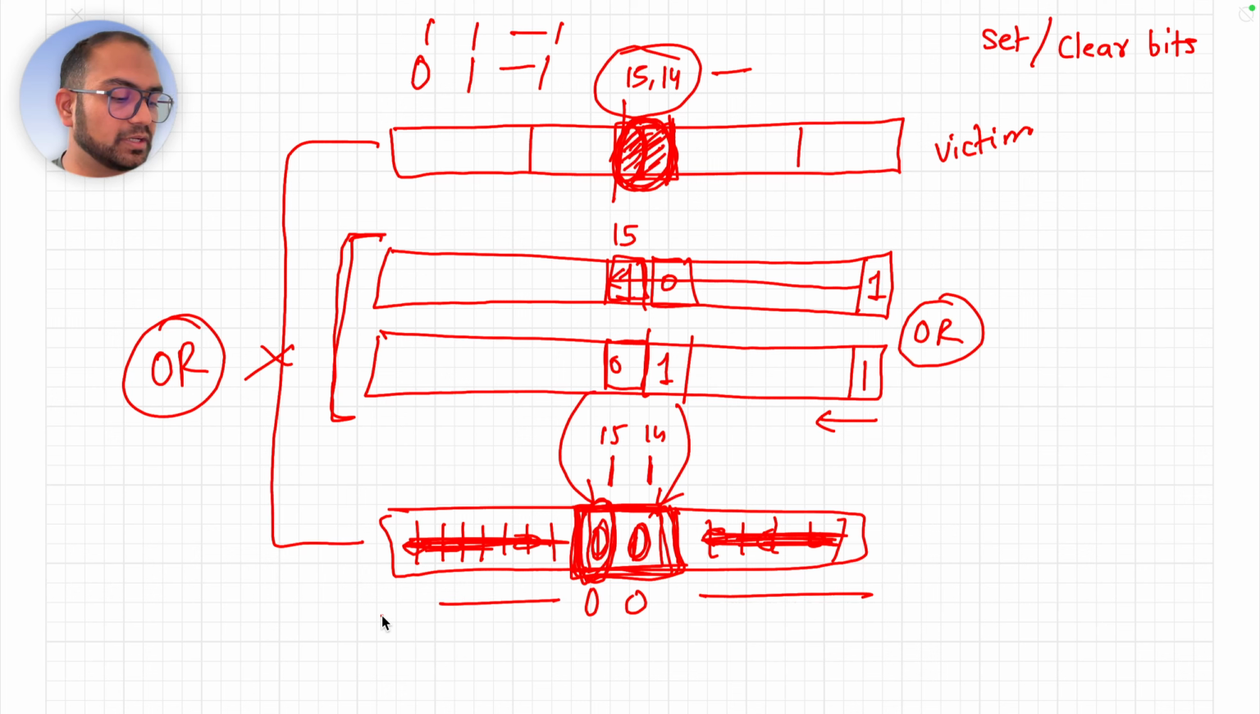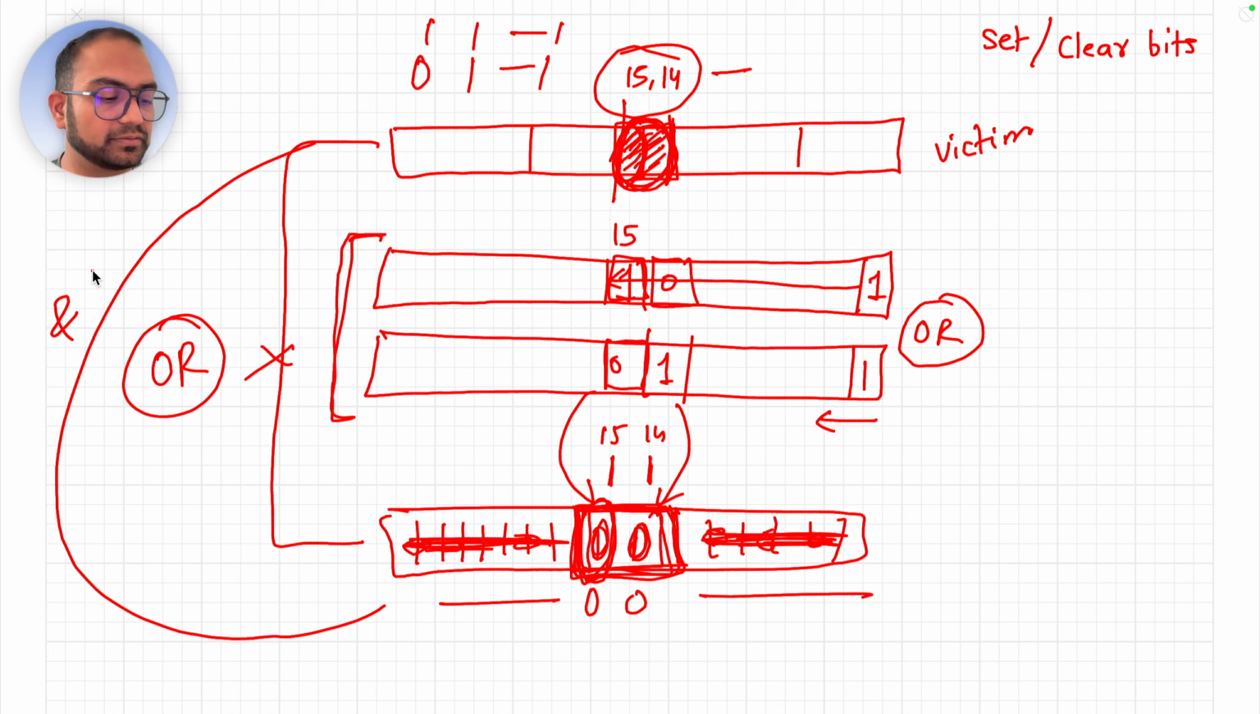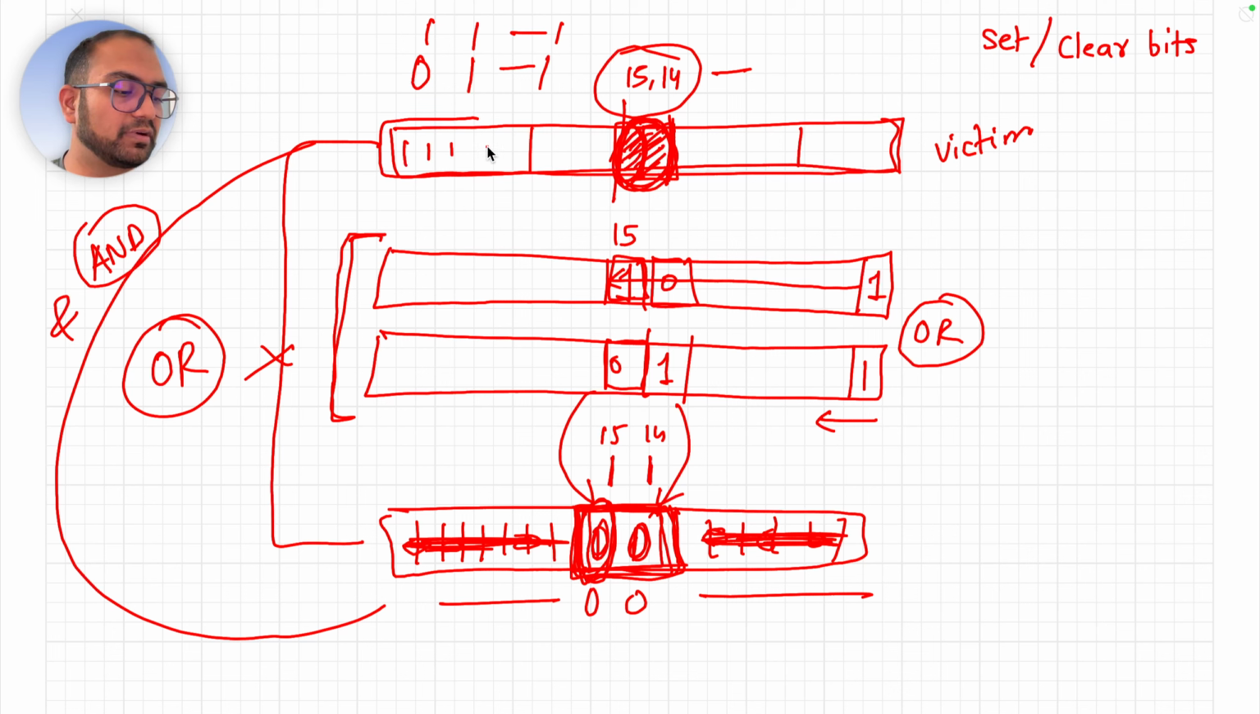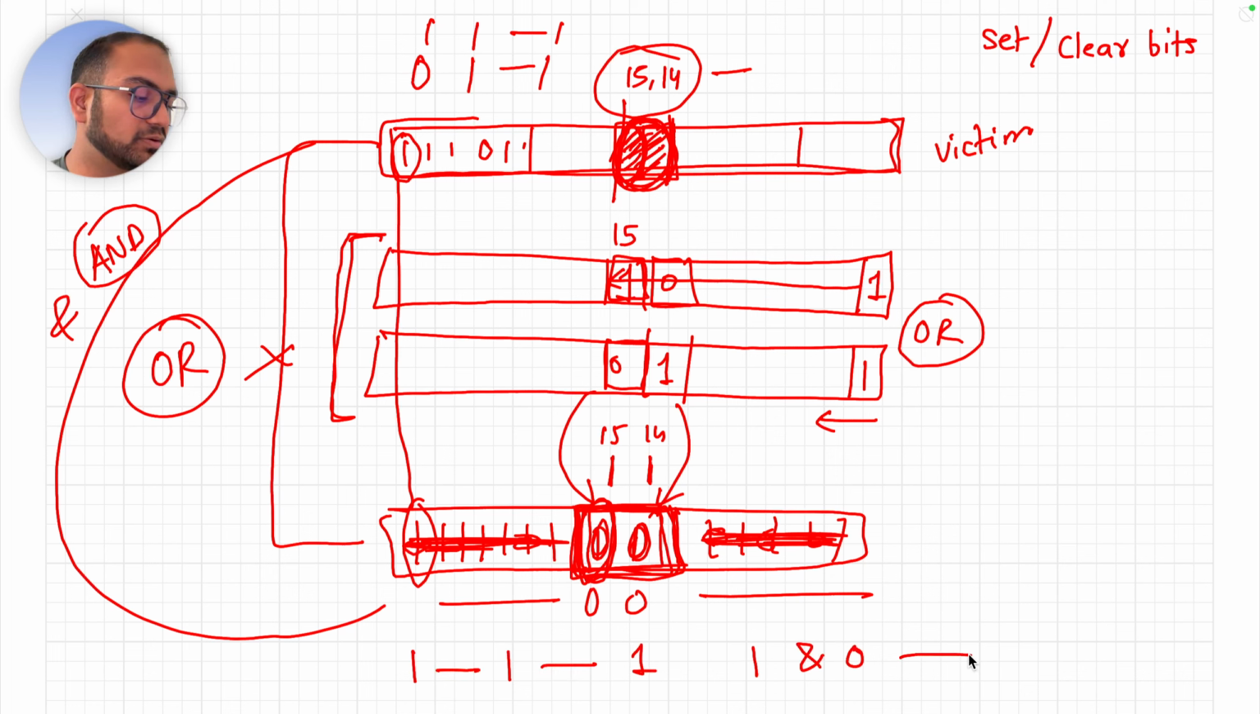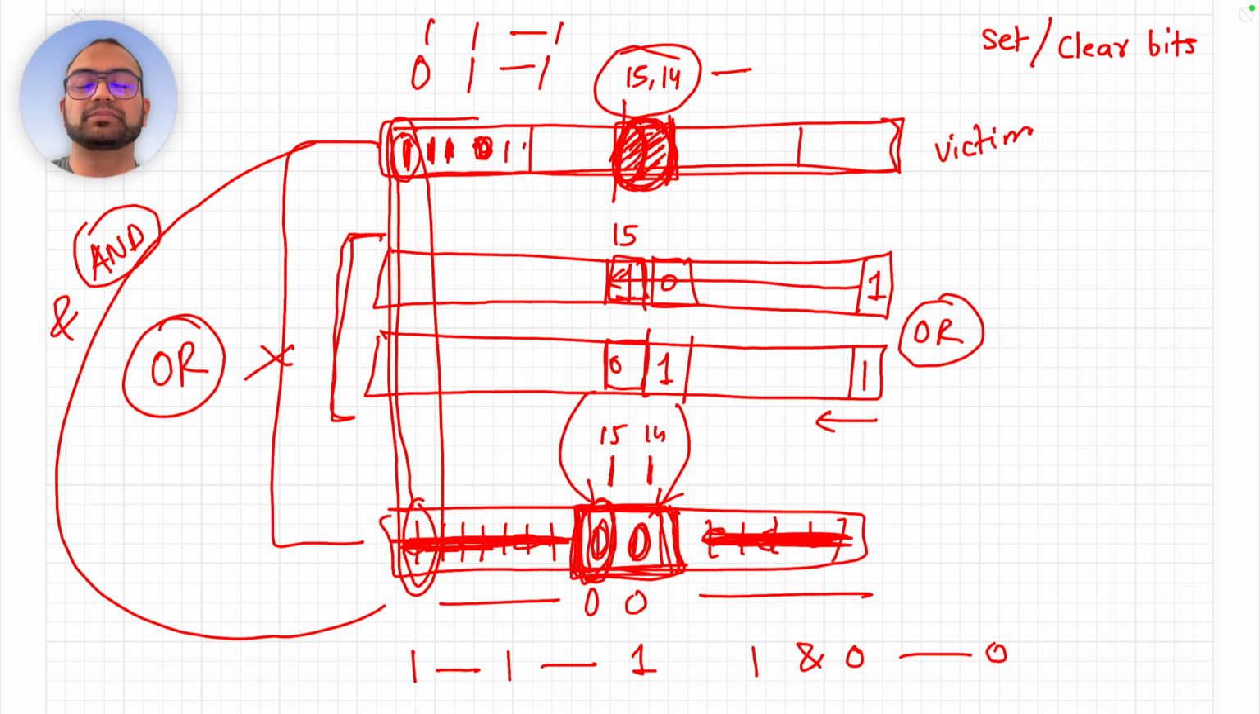And if we ANDed it with the original, what will happen is everywhere there was a 1, that will continue to stay a 1, because 1 ANDed with 1 is a 1, 1 ANDed with 0 is a 0. So because everything here is a 1, the ANDing will result in the same bit that was originally here. So effectively, we are not touching the bits that are already present. But the interesting thing is, these two bits here, 14th and 15th, will be 0.